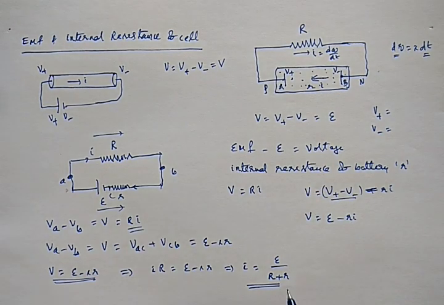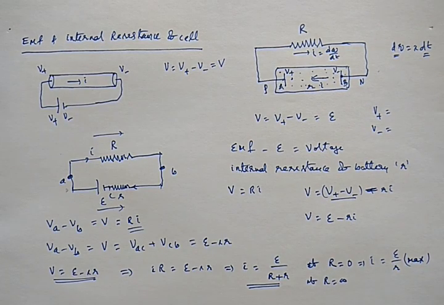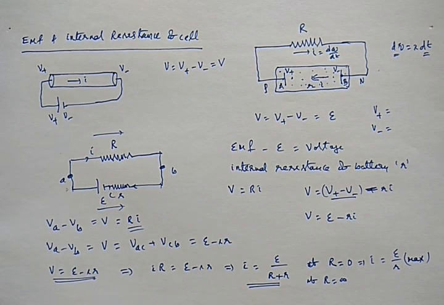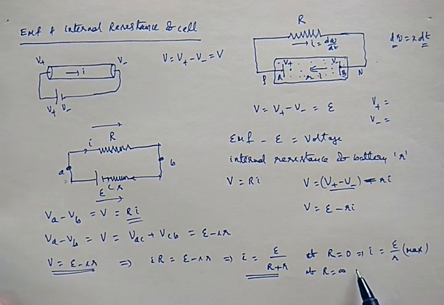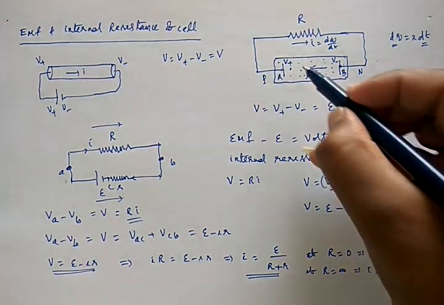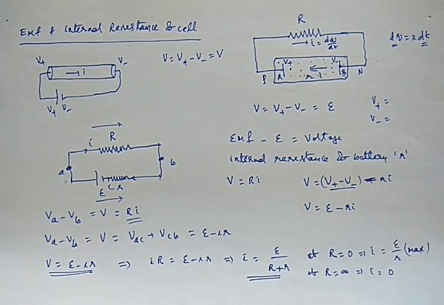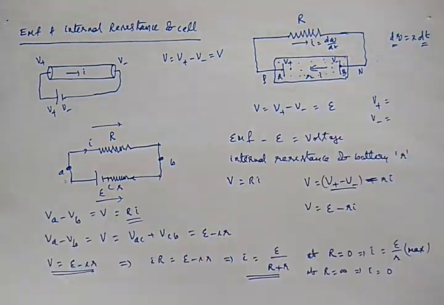So current can be maximum if R equals 0. If R is 0, then I will be E by r, and that is the maximum current. If R is infinity, then I becomes E by infinity, that is 0. So that is when you open the circuit. When you open the circuit, the open circuit offers infinite resistance, so you get 0 current in the circuit.